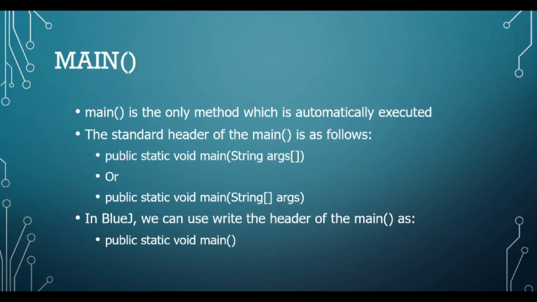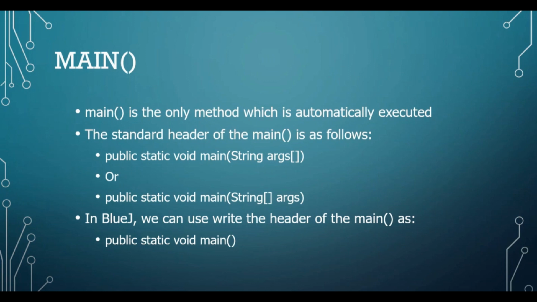Now, the main method is the only method in Java that is automatically executed. You don't need to execute it yourself. Although in BlueJ we do execute it ourselves, normally when applications are created and executed, they automatically run the main function inside a class. Now the standard header of the main function is as follows.